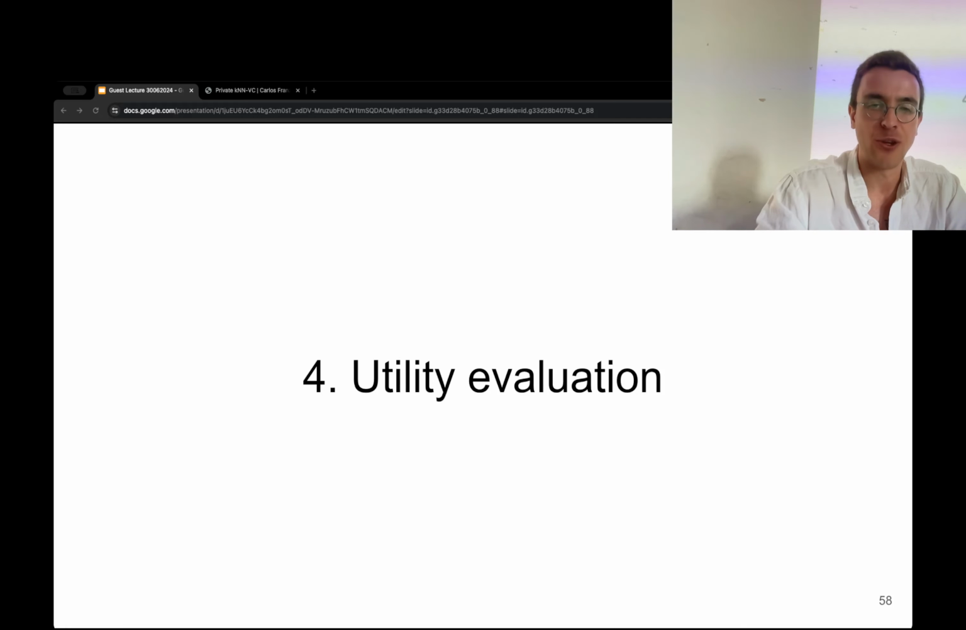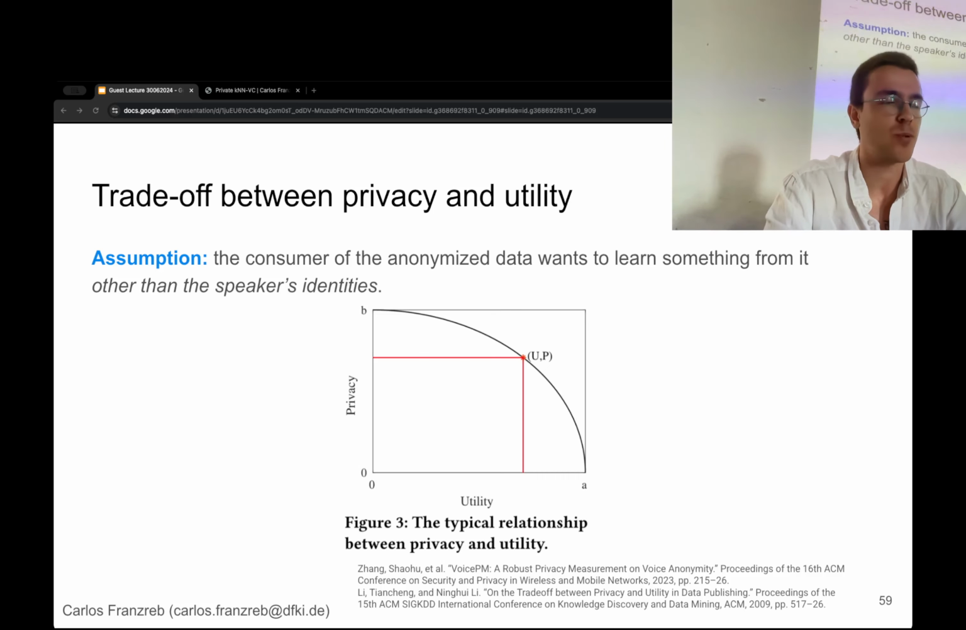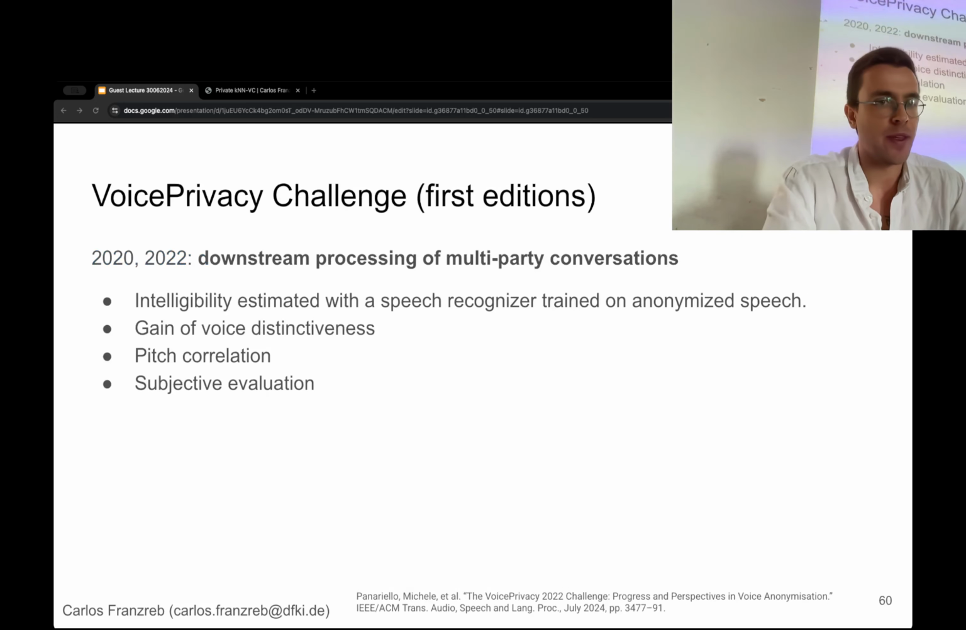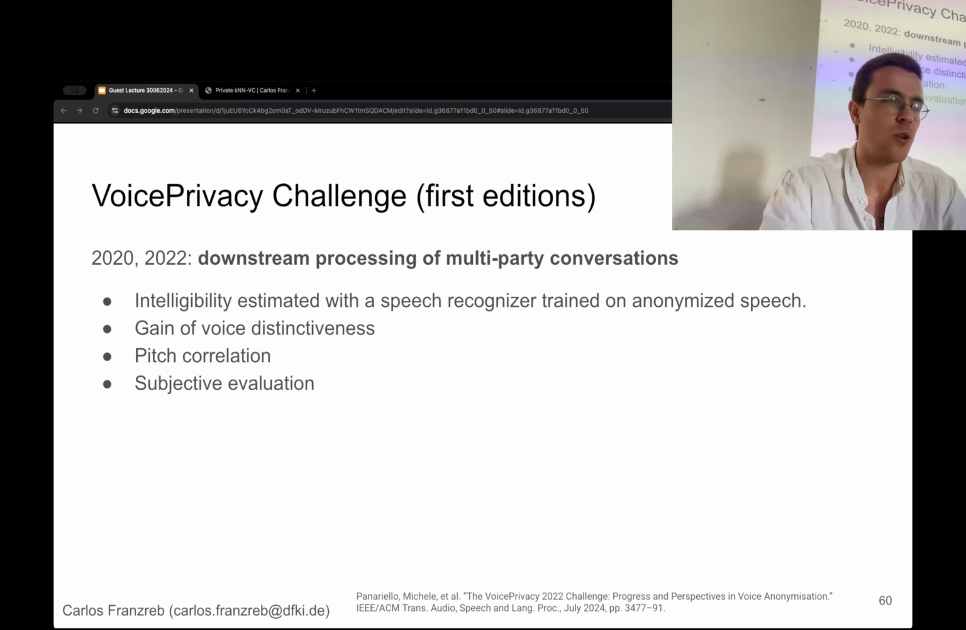Next, we have the utility evaluation. So we already talked about this trade-off between privacy and utility, and it is important for us to measure both. And the privacy challenge, they provided both, right? They provided an attacker to evaluate the privacy of the system and also utility evaluations. And in the first editions of their challenge, they focused on downstream applications, mainly, can I train a speech recognizer with this anonymized speech, and can it still understand?